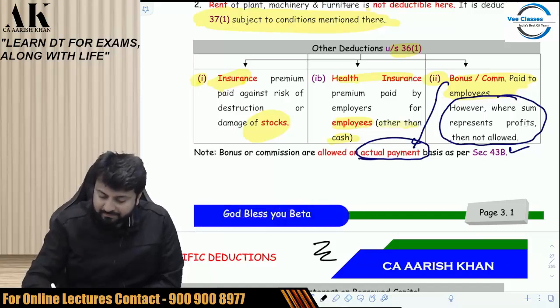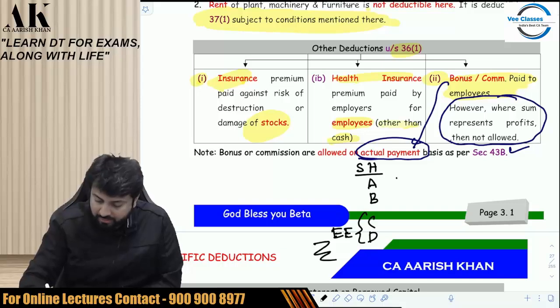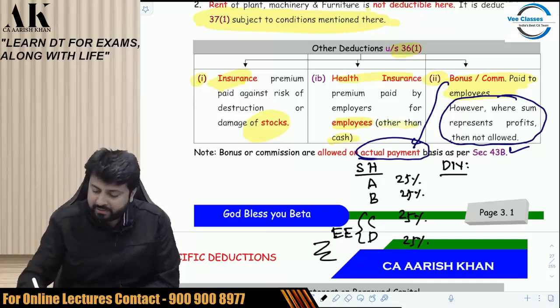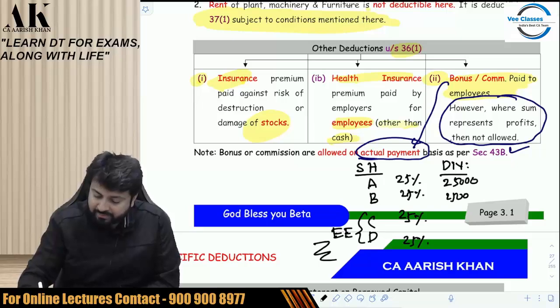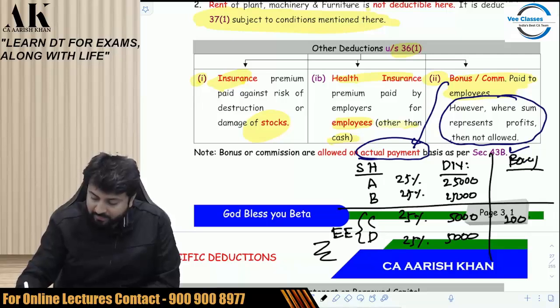There is a private company in which there are 4 shareholders: A, B, C and D, out of which C and D are also employees. All shareholders are 25% shareholders. Now the time has come to give them dividends because they are shareholders. To the first 2 shareholders we are paying 25,000 dividend, and to the third and the fourth we are paying only 5,000 because these 2 are employees, and the remaining 20,000 we are showing as bonus.